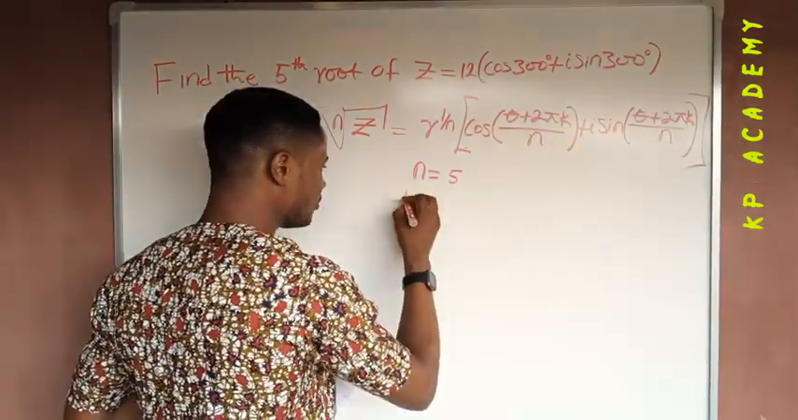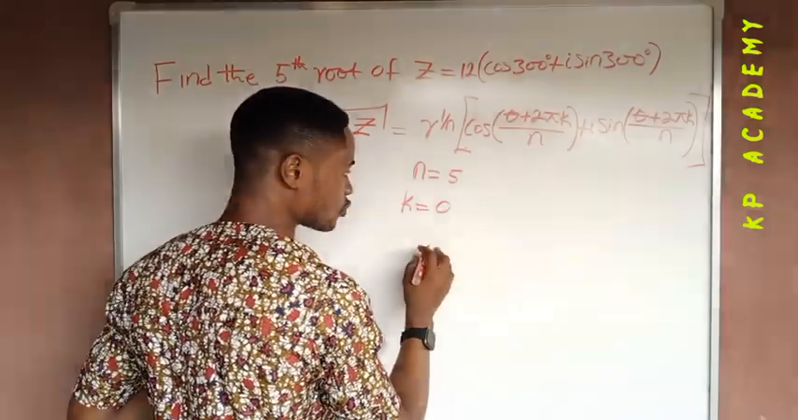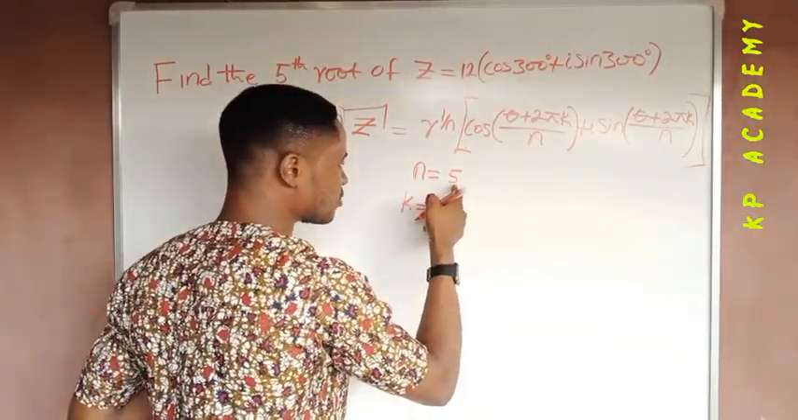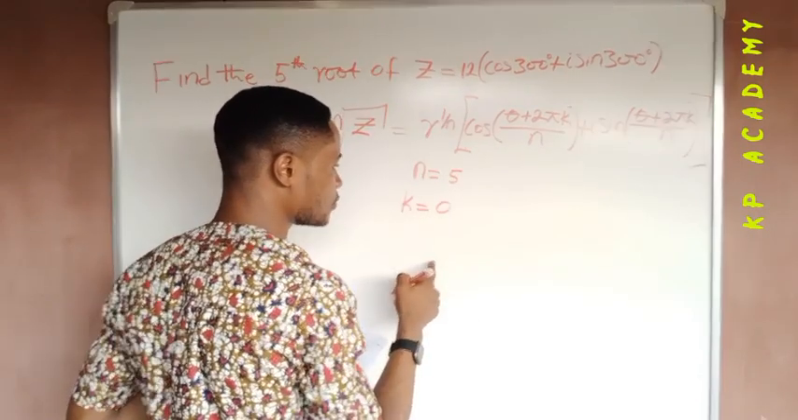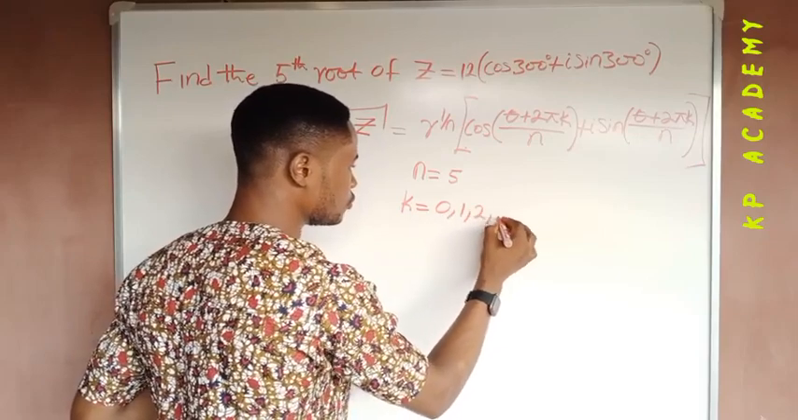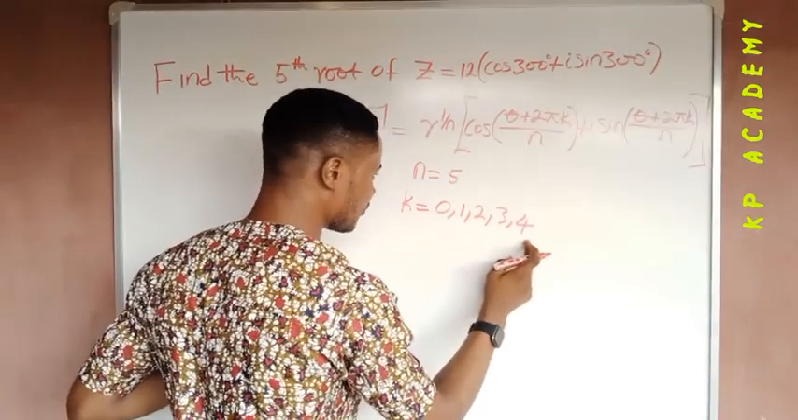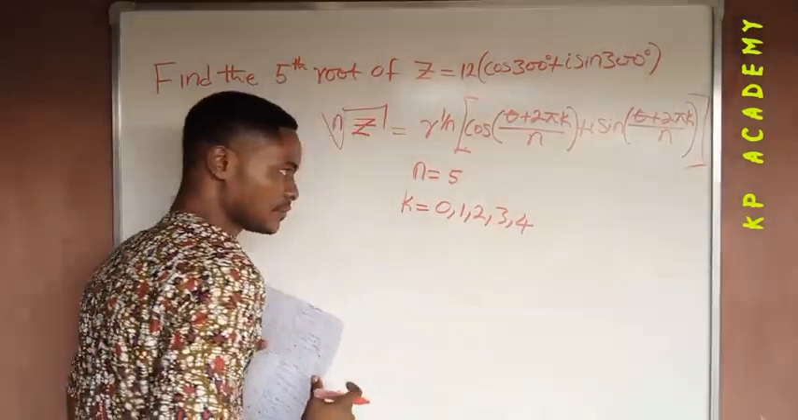Next thing now, our value for k is going to range from 0 up to n minus 1. And n minus 1 here is 5 minus 1, which is 4. So our k is going to range from 0, 1, 2, 3, 4. We stop. So these are the values of k, and this is the value of n.